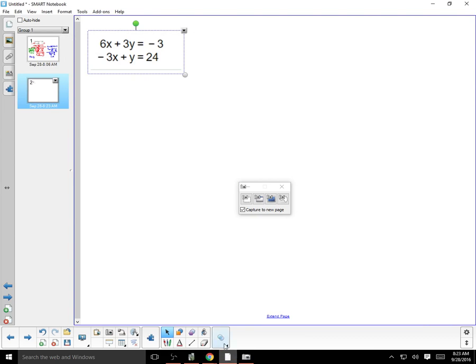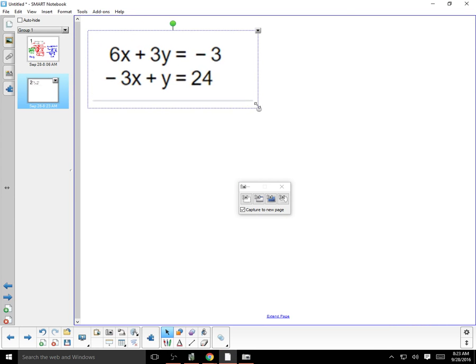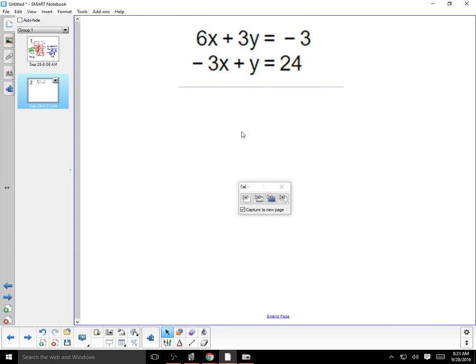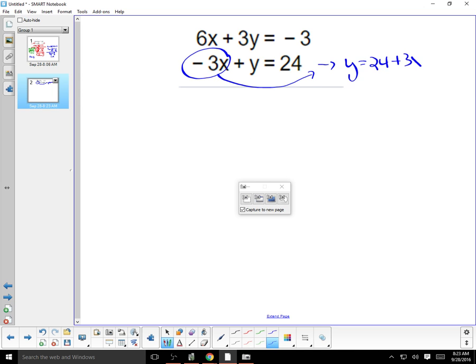Here you're going to have to decide what you want to get rid of, whether it's the x's or the y's. Personally, looking at this, I think the easier of the two is going to be the x's. It says use substitution. Do you need to use substitution? Would you like to know how? Okay, sure. So if I'm going to use substitution here, I would use this equation by moving this over, which gives me a new equation that reads y is equal to 24 plus 3x.